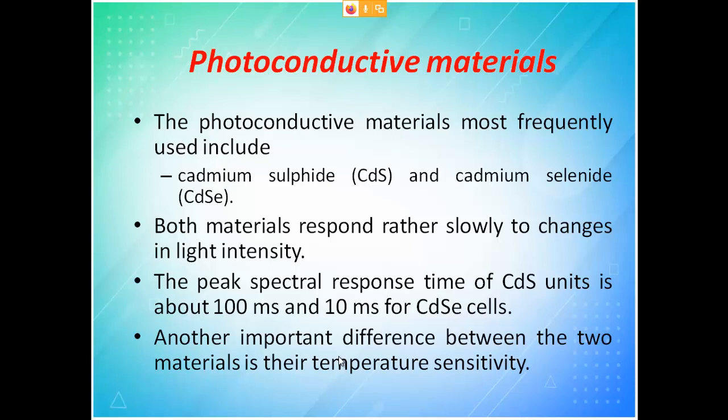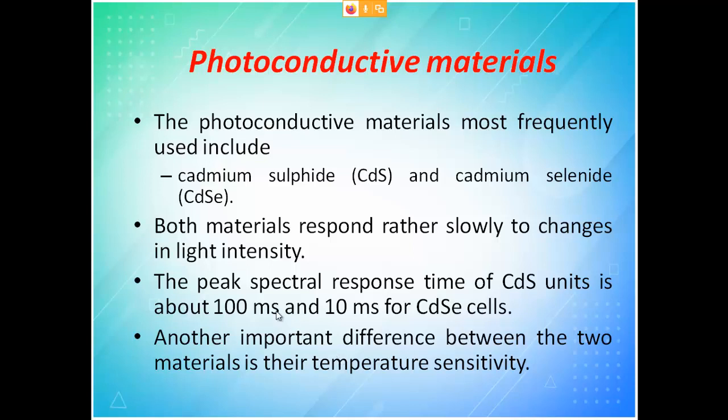Two types of material we generally go for, and there is some difference. Why should we use those two types? And between the two types also there is some characteristic change. So you can see cadmium sulfide and cadmium selenide, both materials respond rather slowly to change in light intensity. So if light intensity increases, then the resistance will fall.